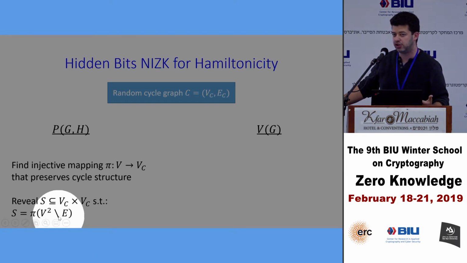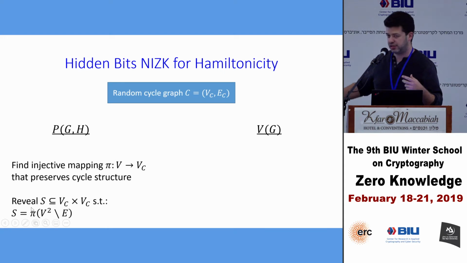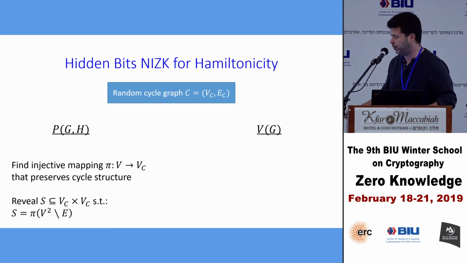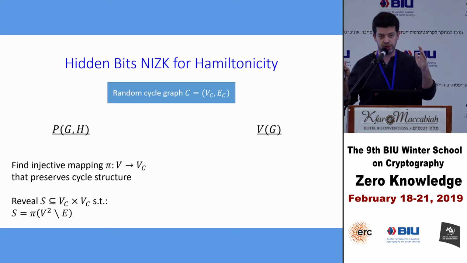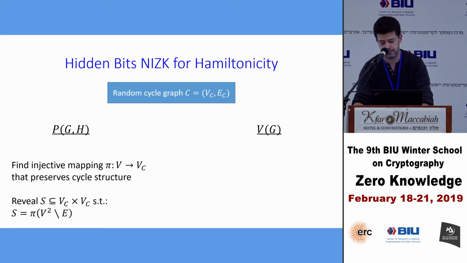So these are all the non-edges of the graph G, and applying the mapping here. I define the mapping as mapping vertices. You can extend it to edges in the natural way. So here I have my original graph G. I'm looking at all the entries that are non-edges, looking at where they map to in my cycle graph, and revealing exactly those entries, which of course should be non-edges also for the cycle graph. Okay, we'll see why this is good in a second.